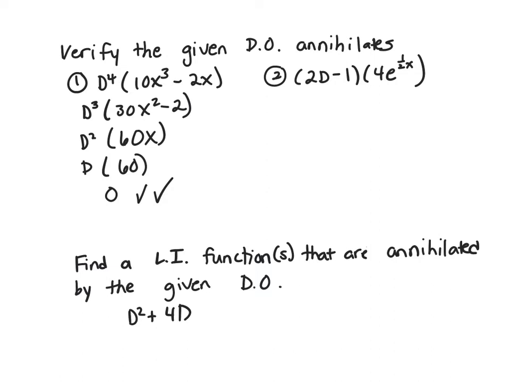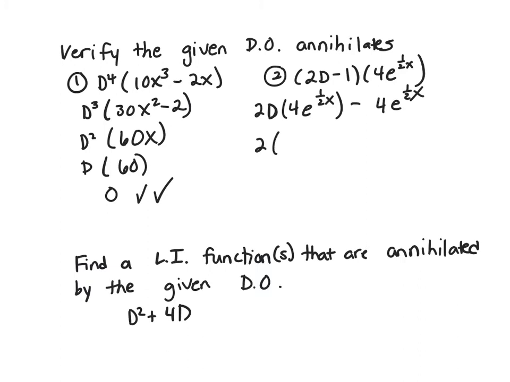Let's distribute the 4e to the 1/2 x. So that would be 2D times 4e to the 1/2 x minus, because you're multiplying times -1 now, minus 4e to the 1/2 x. Well, this D means take the derivative. So that's going to be a 2 times, it's D the first, so we're only taking one derivative.